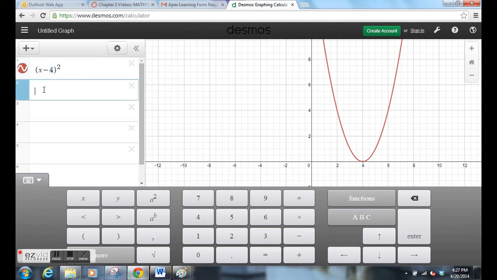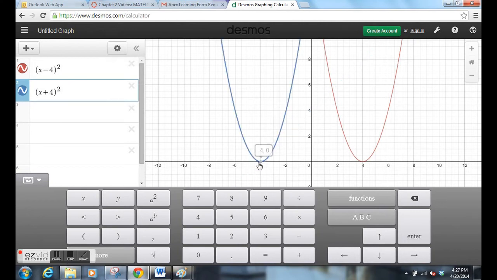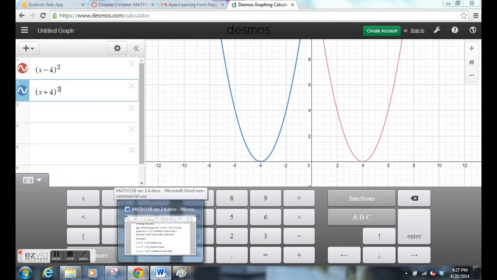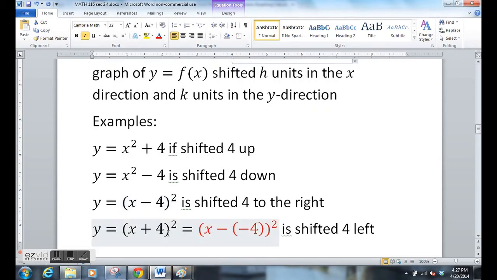Okay, let's do another one. Let's do x plus 4, and let's do this whole thing squared. That goes to the left. So x plus 4 goes to the left. So that's shifting. We're shifting functions. So again, one way you can think of it is x plus 4 is like x minus minus 4. So again, if you always put it in terms of minus something, then you'll be back to sort of the positive and negative.